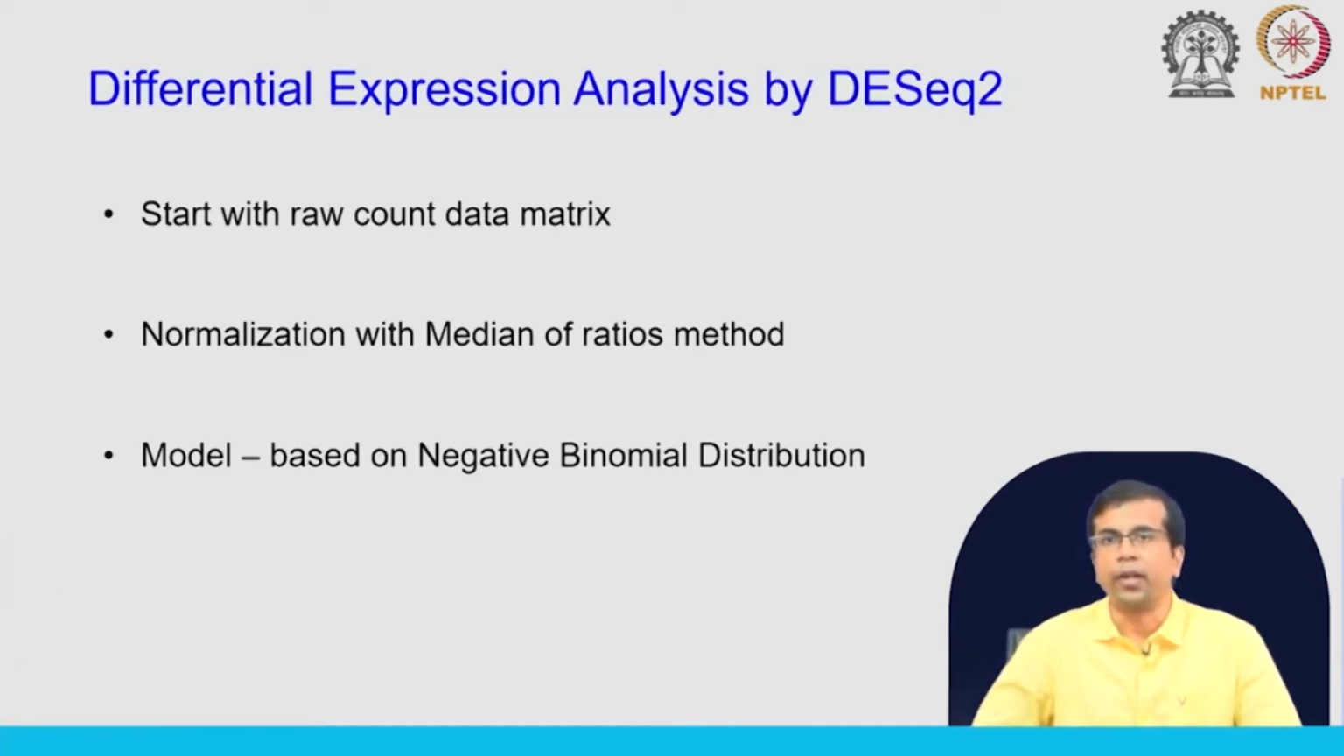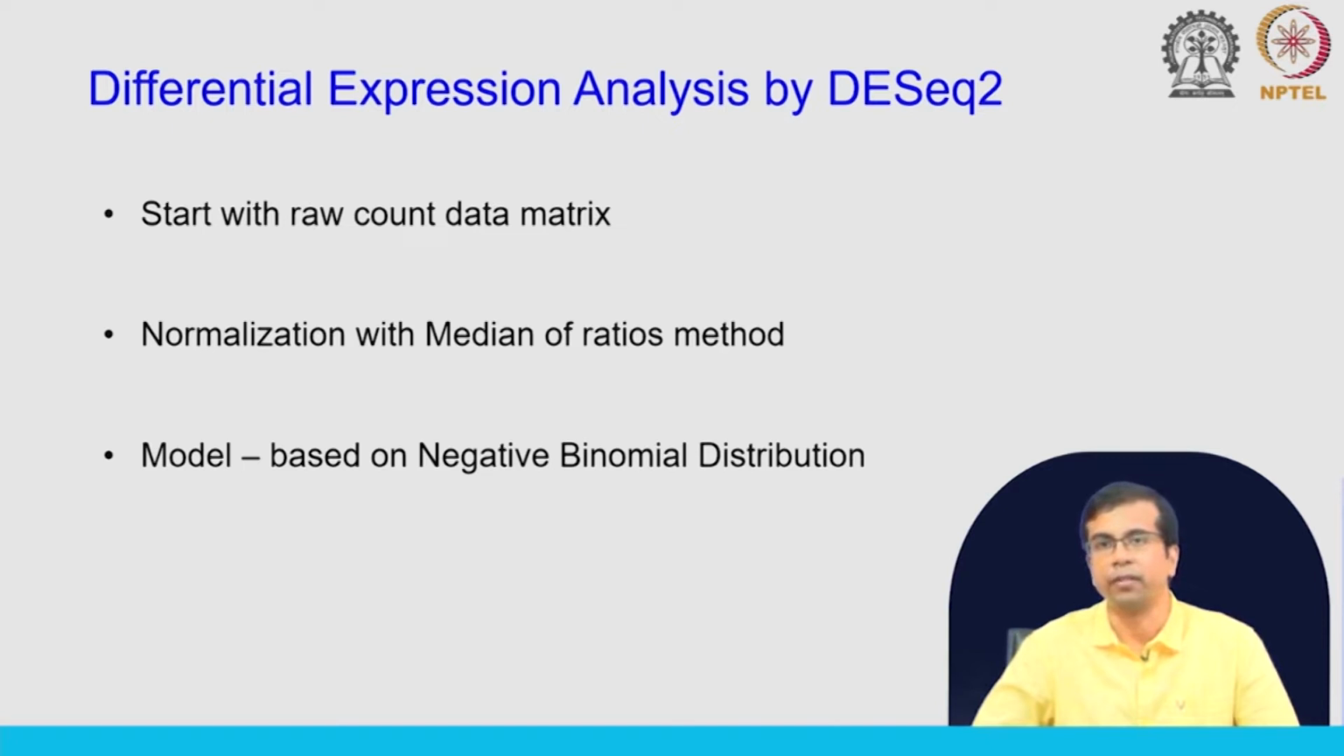Just to briefly summarize what we discussed in the last class regarding DESeq2. DESeq2 starts with a raw count data matrix. It utilizes a normalization method, the median of ratios method, which can take care of some of the technical variations in the data. And then it uses a model that is based on negative binomial distribution. So, this is a parametric method, it has some assumption about the count data distribution and it models them using this negative binomial distribution. Then it fits a generalized linear model to estimate the parameters, the coefficients that are fit in the model.